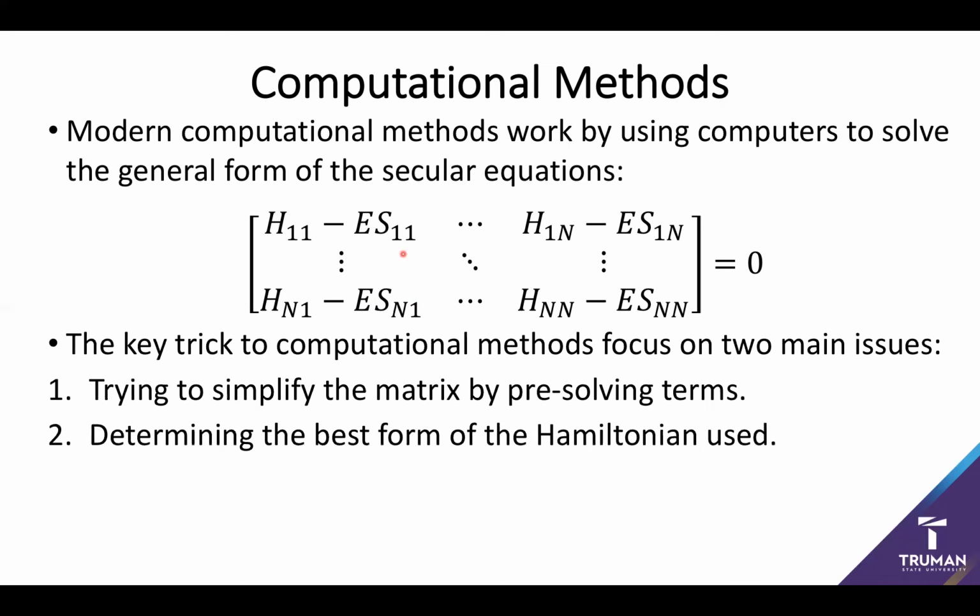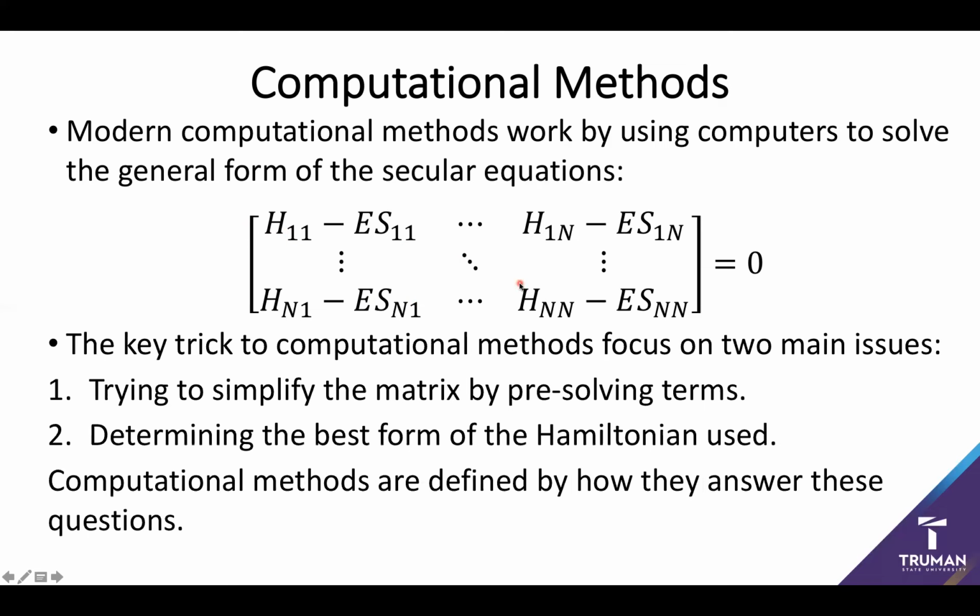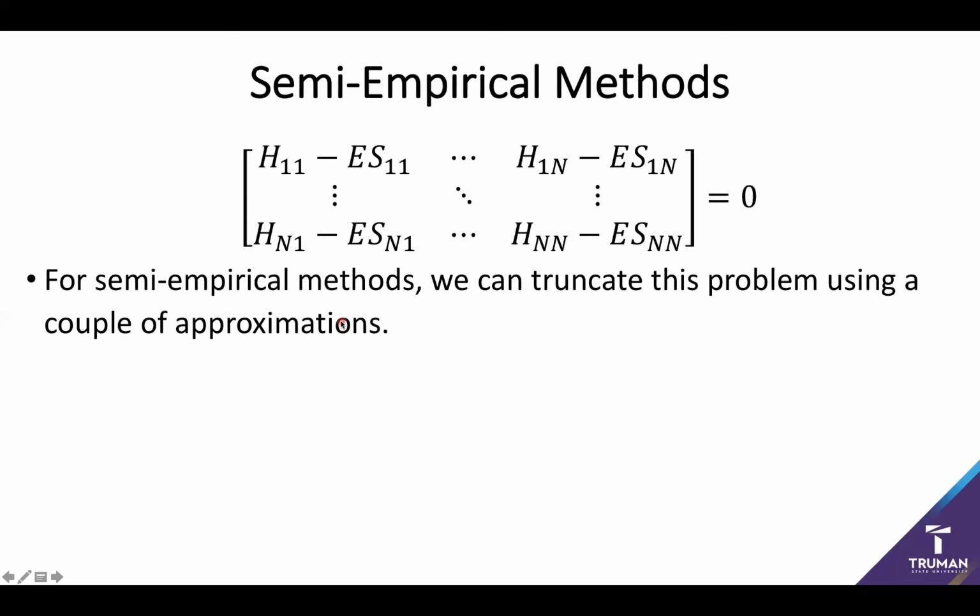The other key point that we're going to spend a lot of time on is trying to determine the best form of the Hamiltonian. Because if I know the form of my Hamiltonian, this should hopefully give me a quicker way to try and solve any Coulombic or resonance integrals that I can't just put in a known value. And really, any computational method we look at is going to be defined by these two key features. How do I simplify this matrix? And what Hamiltonian do I use? So again, the easiest form is called the semi-empirical method.